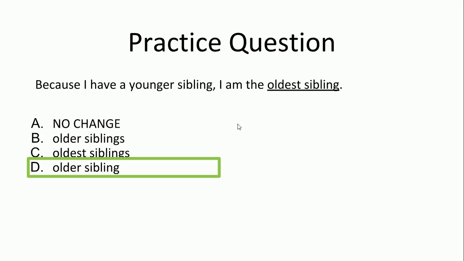So I am the oldest sibling or siblings. Well, or I am the older sibling or siblings. I is singular, siblings is plural, B doesn't work. You need to have D.